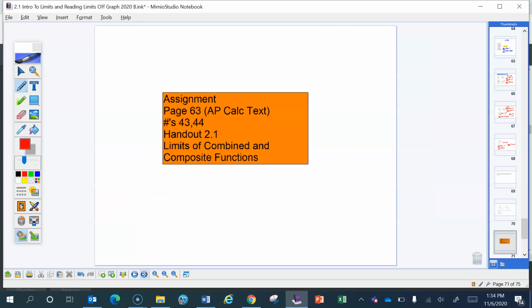Okay, there is your assignment on page 63 of the AP Calc text, numbers 43 and 44. And we want to look at limits of combined functions and composite functions, a handout, section 2.1. So give those a whirl and see how you do.